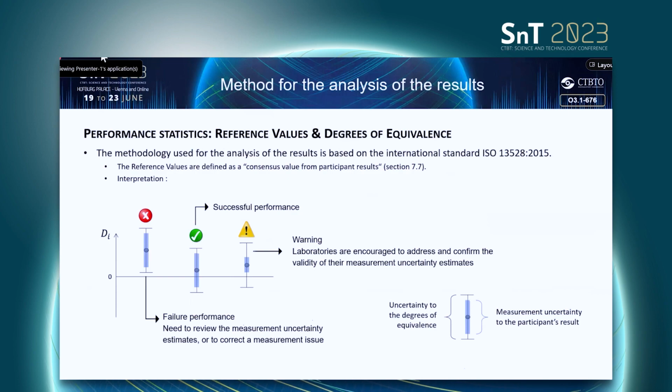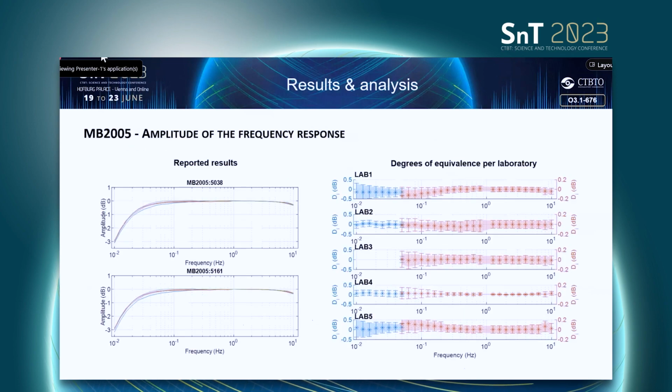Okay, so here are the results for the microbarometers. I will present only the results for the microbarometers because I don't have enough time, and anyway, they are representative of all the results obtained in this comparison. On the left, the raw data obtained for the two microbarometers as presented by all the laboratories, and on the right, the degrees of equivalence for the 5 laboratories participating in this measurement, as a function of the frequency.